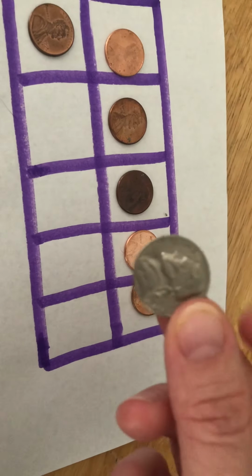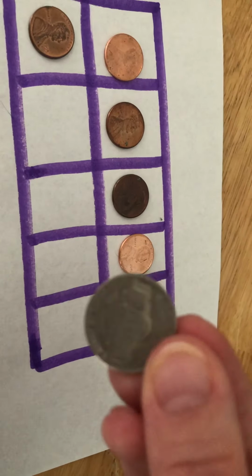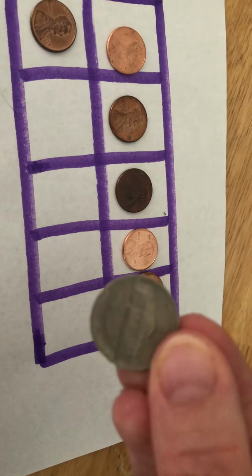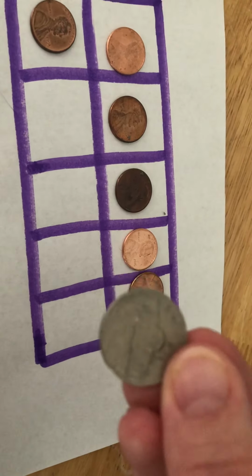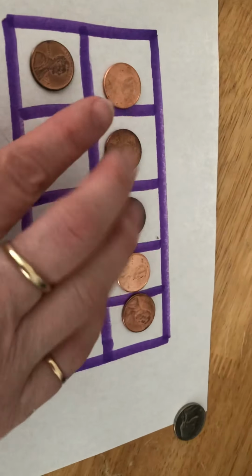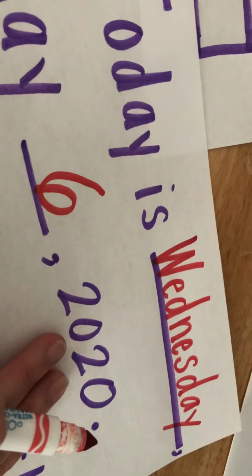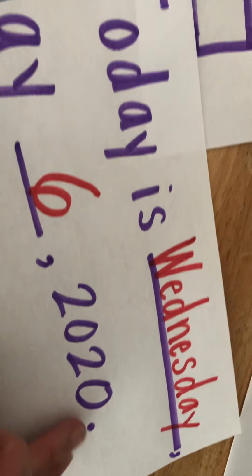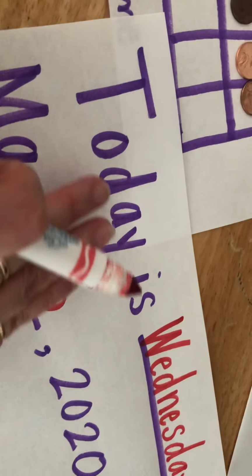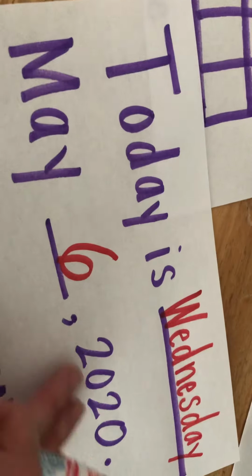Let's look on the back, or the tails side of the nickel. And we have an old building called Monticello. That is where Thomas Jefferson used to live. Cool. All right, so we've got 1, 2, 3, 4, 5, 6 pennies. So we're going to write the number 6 here. So here is our year, 2020, and then our period, because we're telling what the date is. Let's read it together. Today is Wednesday, May 6th, 2020.